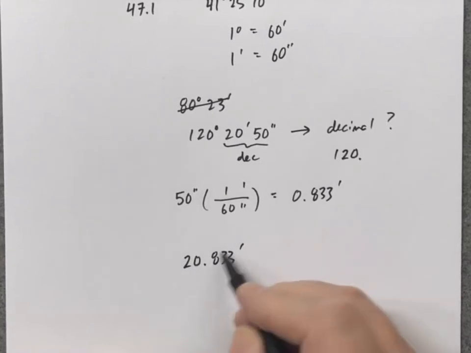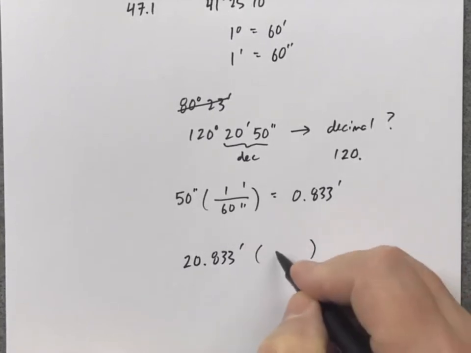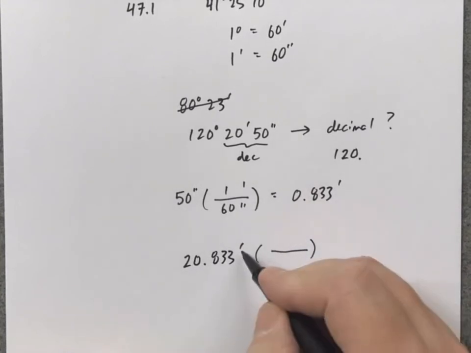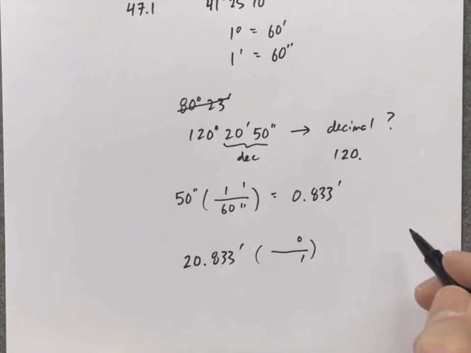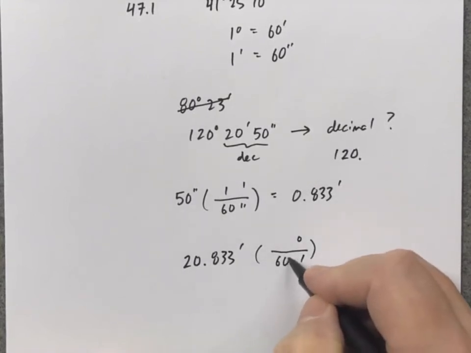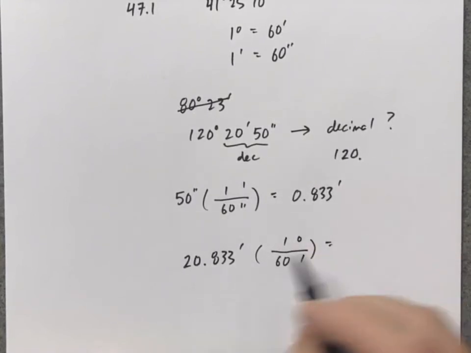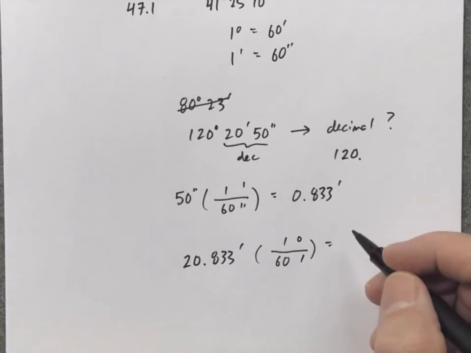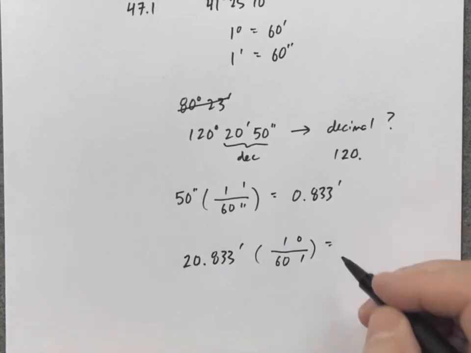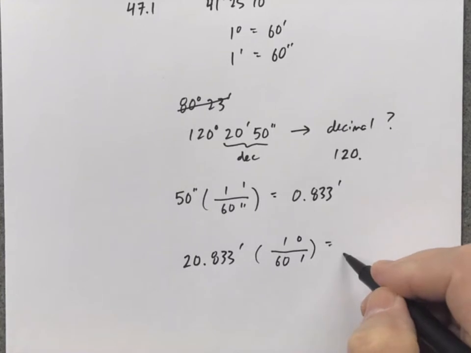However, I want to convert this into degrees. So I start with minutes. Minutes go on the bottom, degrees are on the top. The relationship is 60 minutes and 1 degree. So now I have 20.833 times 1 divided by 60. And that ends up equaling, I'll just round it to maybe two digits, or maybe 3.